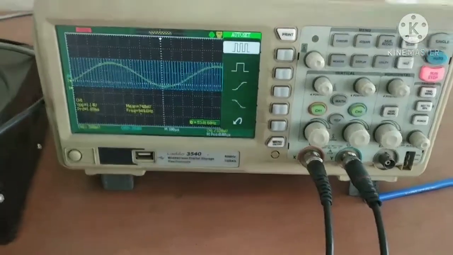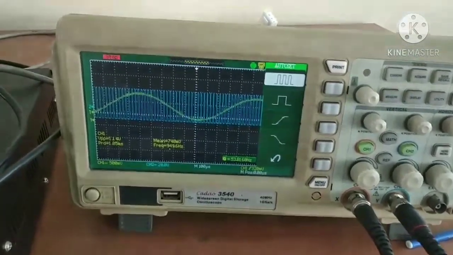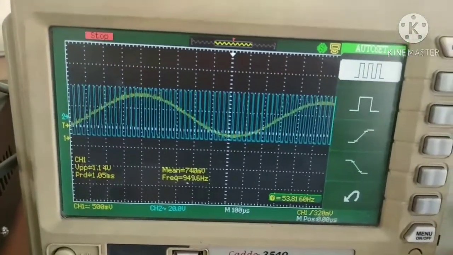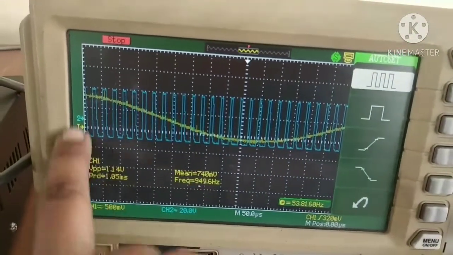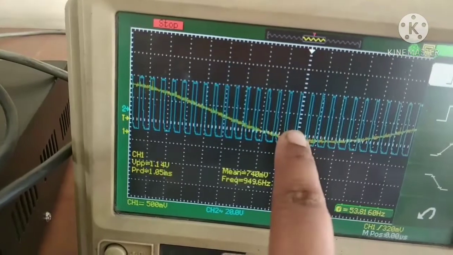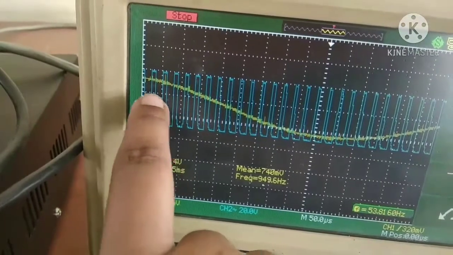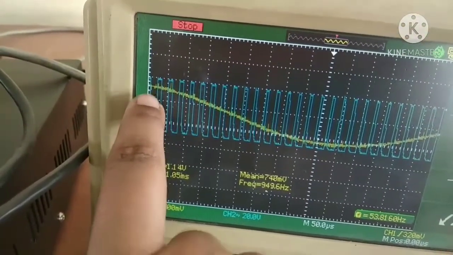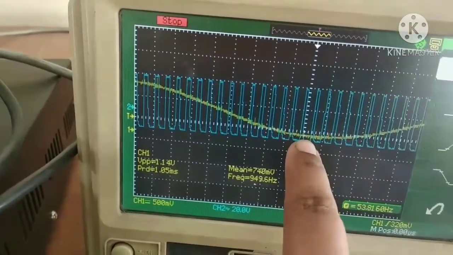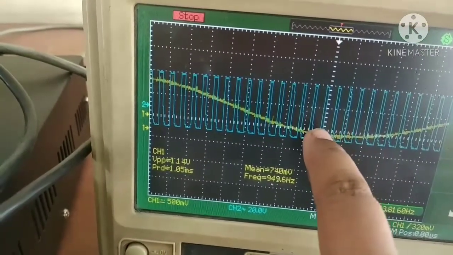This is the time to observe the modulated signal and message signal on the same screen. Observe the signal. When the message signal amplitude is high, the on position is high. When the message signal amplitude is less, the on position of the pulse is less. This is the conversion that is going on. When the message signal amplitude is high, the on time of the pulse is high, and when the message signal amplitude is less, the pulse wave on time is less.